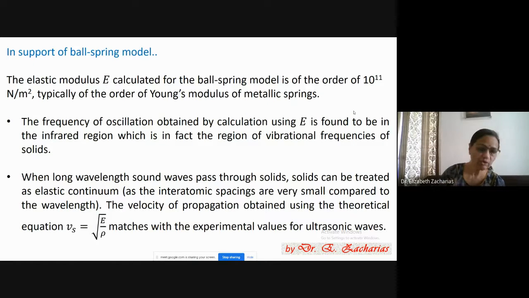So now, how do you know that this ball spring model exists? We talked about some ball spring model. So in support of the ball spring model, I'm going to give you 3 points. You know elastic modulus, modulus of elasticity. Can someone give me the equation for modulus of elasticity?